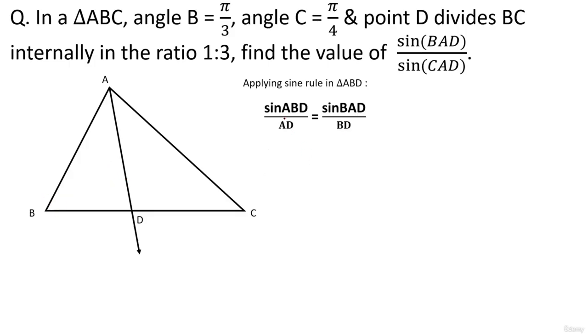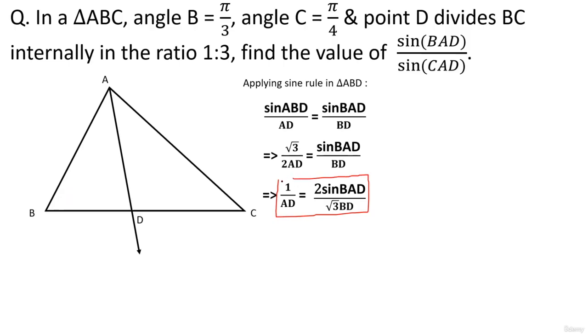Okay. Now, ABD is given to us, right? Angle B is given to us as pi by 3 or 60 degrees, right? So basically, we substitute this as sine 60. Okay, sine 60 होता है, guys, root 3 by 2. Yeah, आ गया अपना root 3 by 2. AD is as such. Okay, and we basically take the 2 and root 3s on the right hand side. Okay, so the equation will become 1 by AD equals 2 sine of angle BAD divided by root 3 BD.